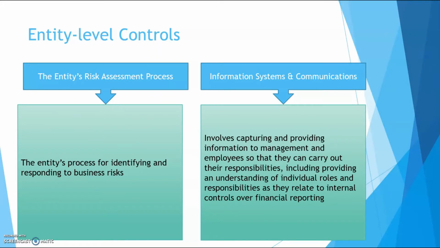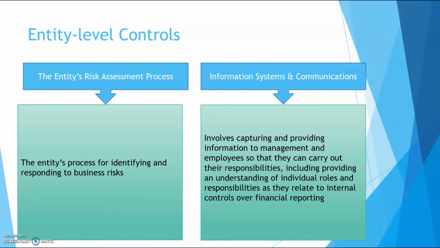Our next entity level control area, the entity's risk assessment process. The entity's process for identifying and responding to business risks. Controls are going to be targeted and focused on areas where the business expects potential errors or the most important parts of the business and its key processes. So the business needs to have the people in place to identify what the risks are and help respond to those risks. You might be able to identify a risk, but if you don't respond to the risk appropriately with your controls, the risk is still going to be there and not mitigated, and then we've got a potential for error.